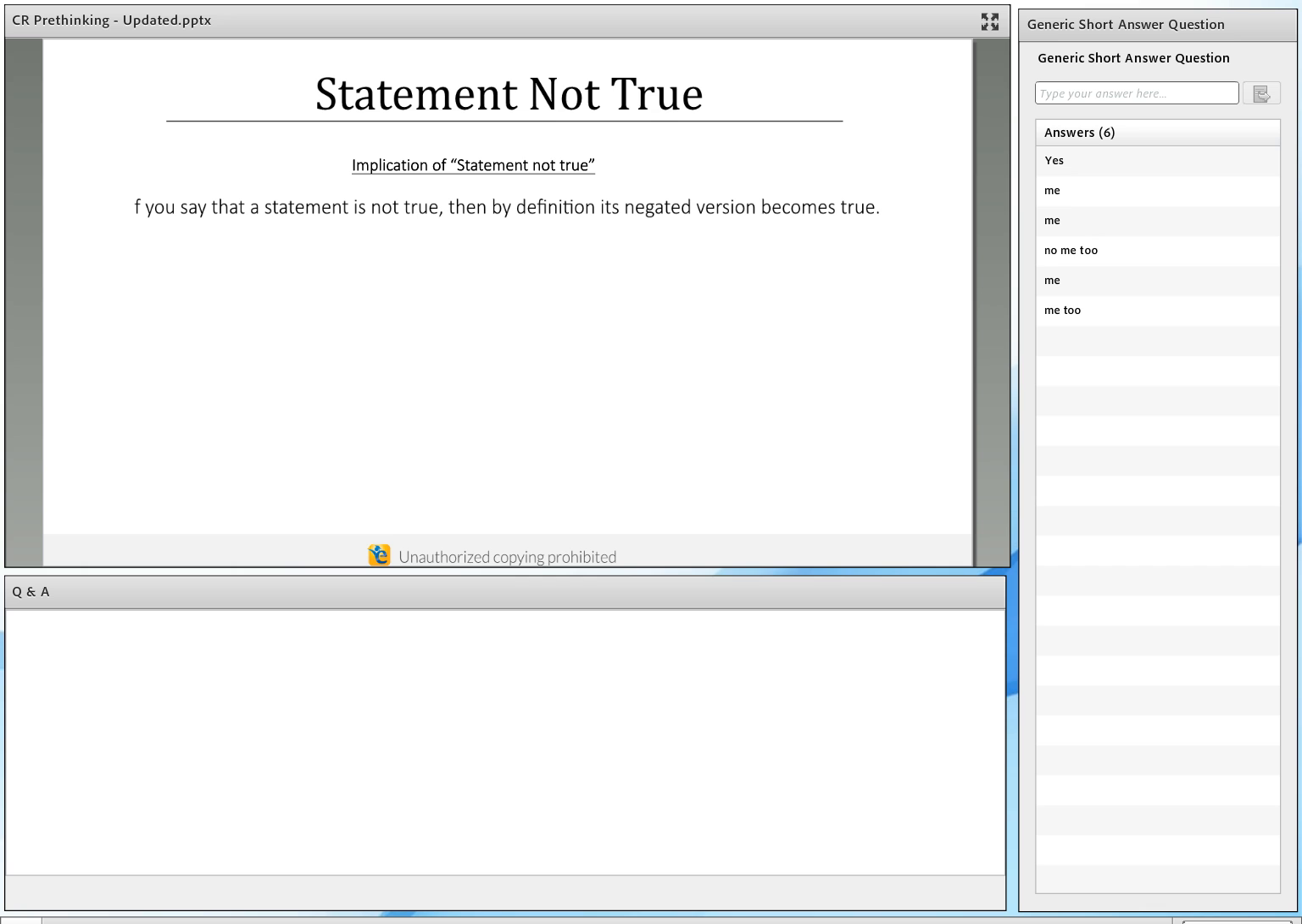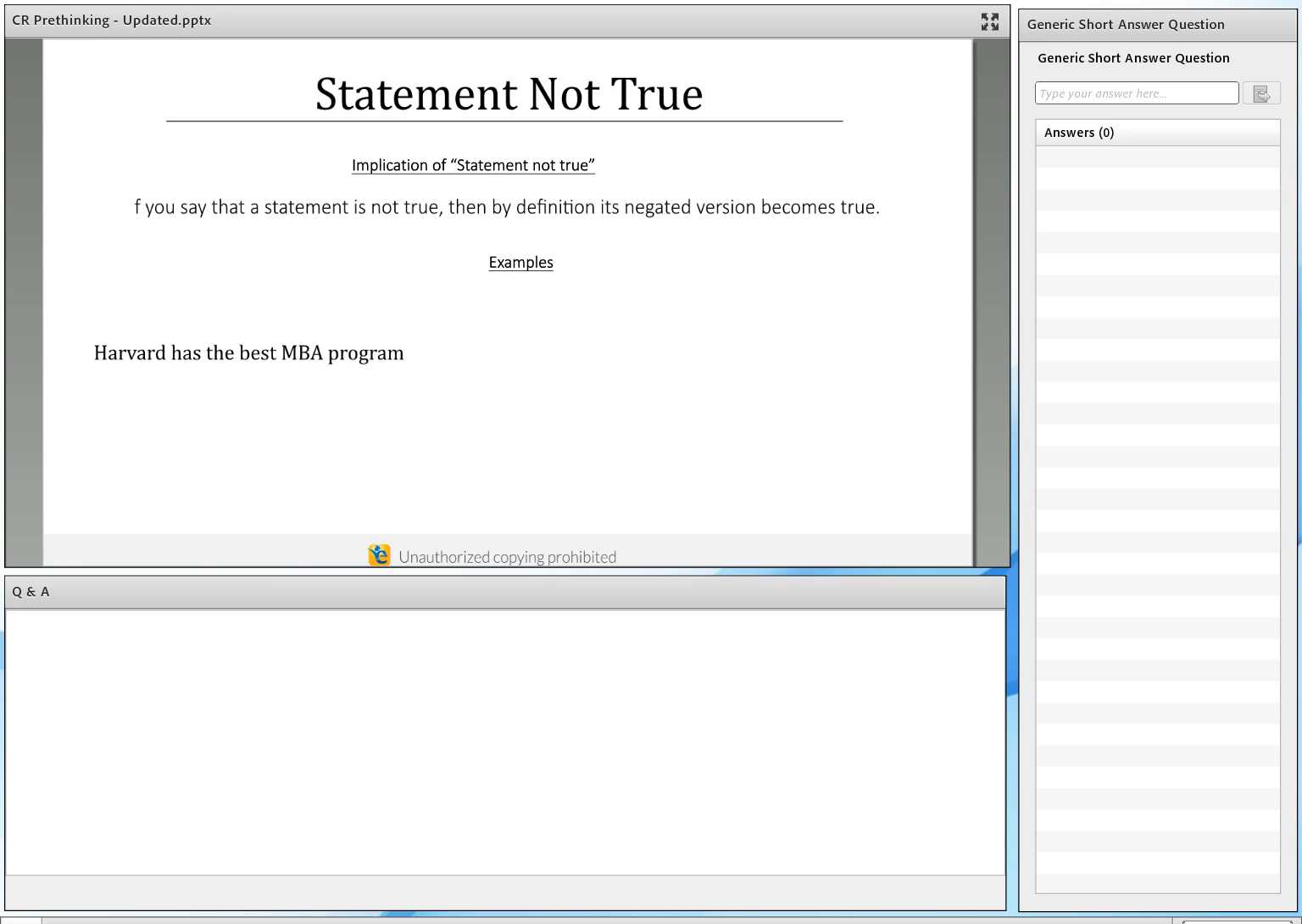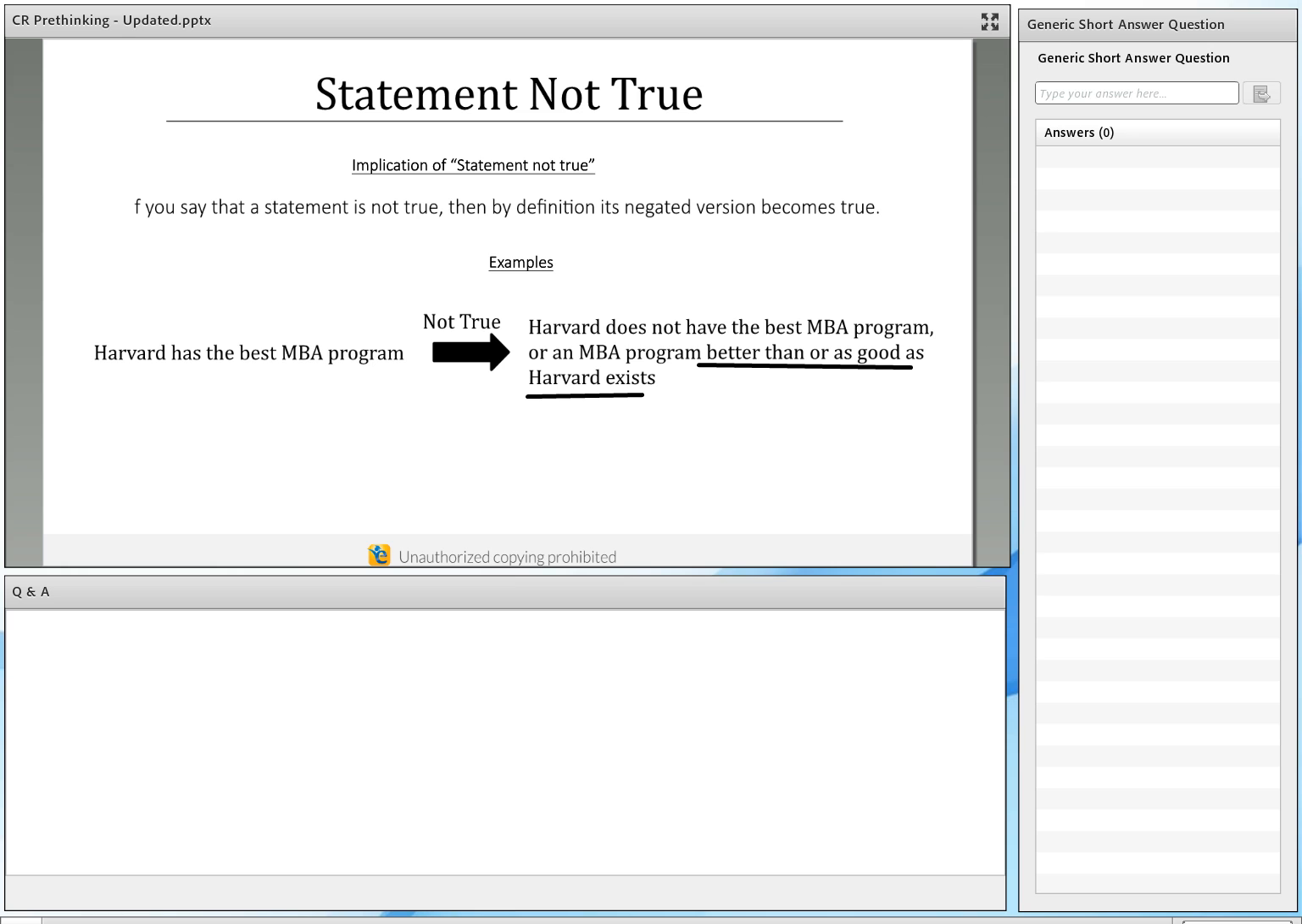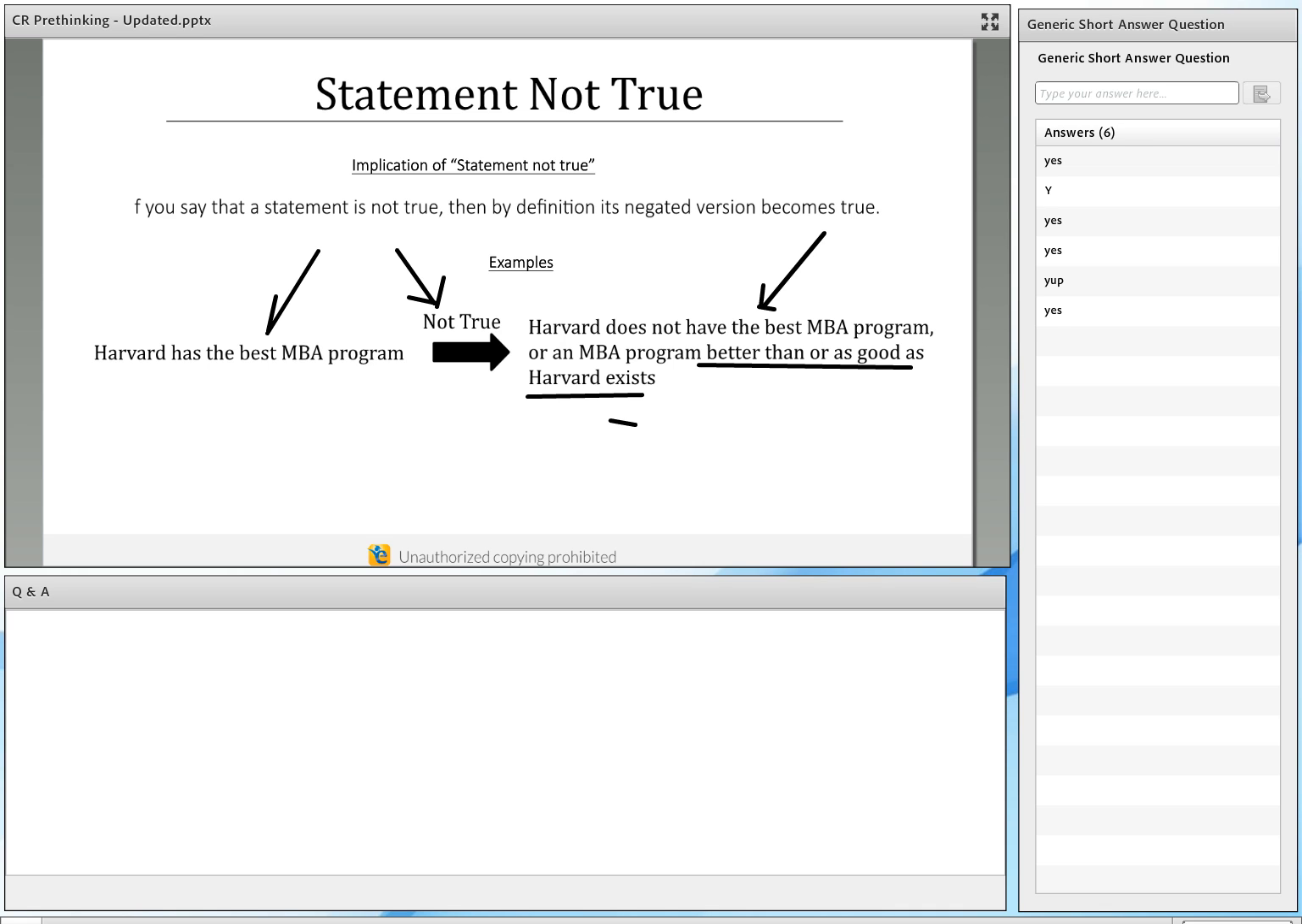If you say the statement is not true, by definition, the negated version becomes true. Let's take some examples. If you say Harvard has the best MBA program, and if you say this statement is not true, then what happens? By definition, are you not saying that an MBA program which is better than or as good as Harvard exists? Are you not saying that? If you said this statement is not true, right? Which is essentially the negated version of that particular statement.